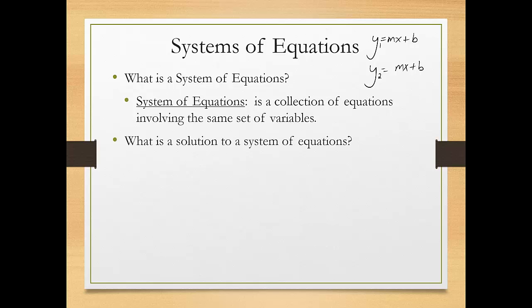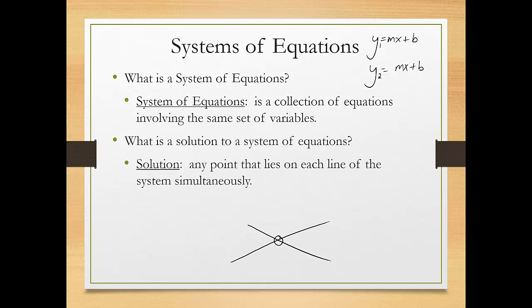Now, what is a solution to a system of equations? If we have two lines graphed on a graph, what do y'all think the solution to those two lines would be? It would be where they cross, the intersection. So, the solution is any point that lies on each line of the system simultaneously, or in other words, the intersection. Right there.